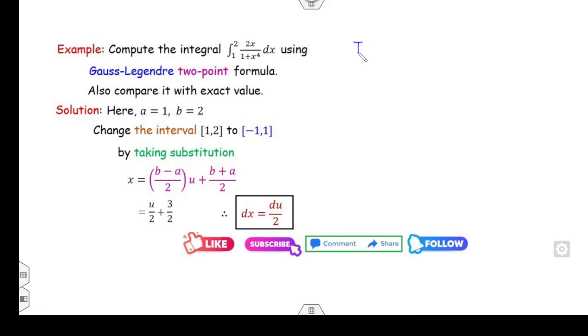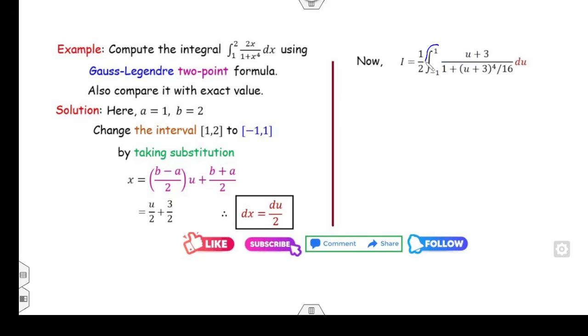I can substitute in the given integral. So the domain will be from -1 to +1. 2x, where x will be (u plus 3) over 2. This is x divided by 1 plus (u plus 3 over 2) raised to power 4, and du divided by 2. Fine. So half will be outside and I can open this bracket. It's 64 and this 2 will be cancelled out. 2 raised to power 4 is 16.